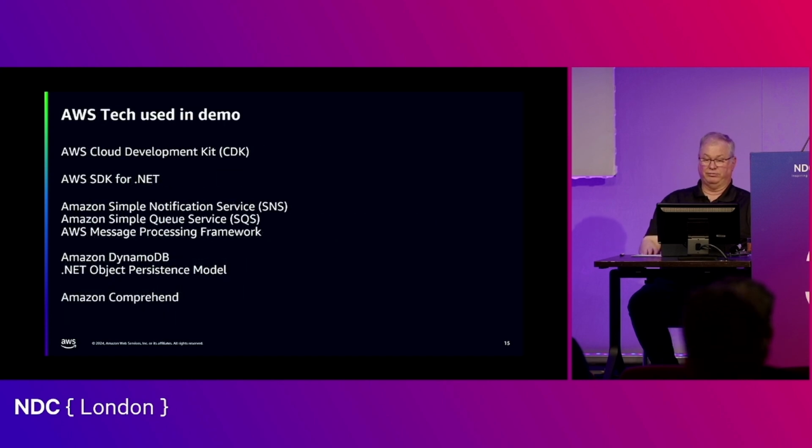So the tech we used: AWS Cloud Development Kit, CDK, the AWS SDK for .NET, Simple Notification Service, Simple Queue Service, the AWS Message Processing Framework, which made that easy to code in .NET, Amazon DynamoDB and the .NET Object Persistence Model, which made that easy to code, and Amazon Comprehend.